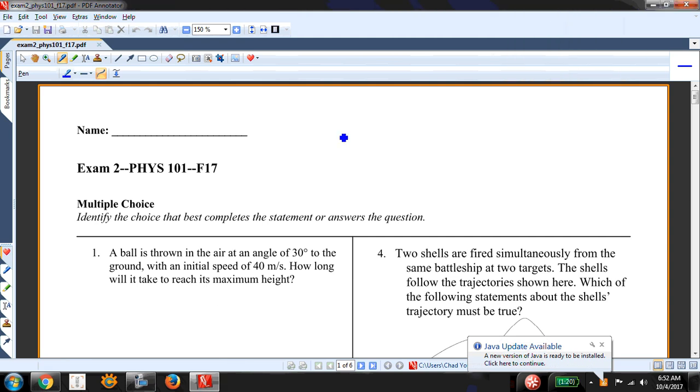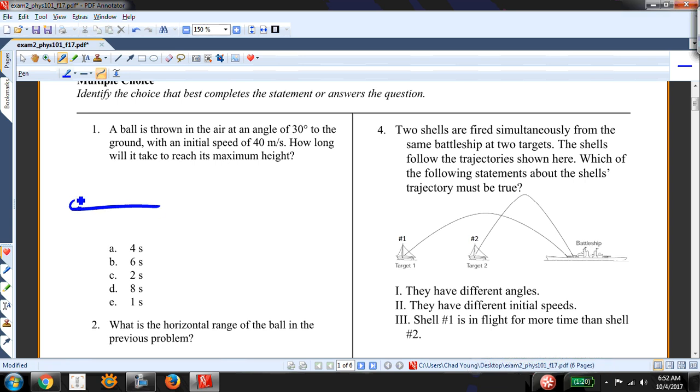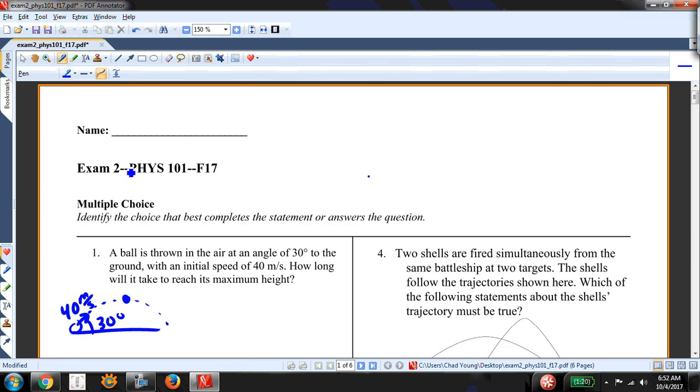Okay, this is exam 2 for physics 101. First, we have projectile motion, and a ball is thrown into the air at an angle of 30 degrees to the ground. So I have this ball, it goes up, comes down like this. This angle is 30 degrees, and the initial speed is 40 meters per second. How long does it take to get up to the top height?